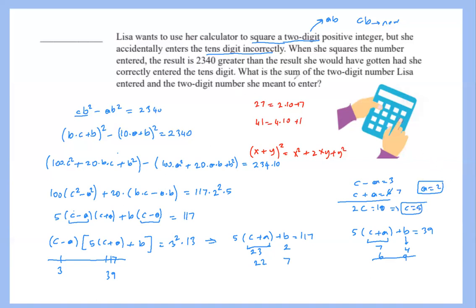And the question was asking the sum of the 2-digit number Lisa entered and the 2-digit number that she meant to enter. So we are looking for the sum of AB and CB. So A is 2, right? And then B is 4. And we have CB, so C was 5, and then B is just 4 again. If you add them, you get 78.